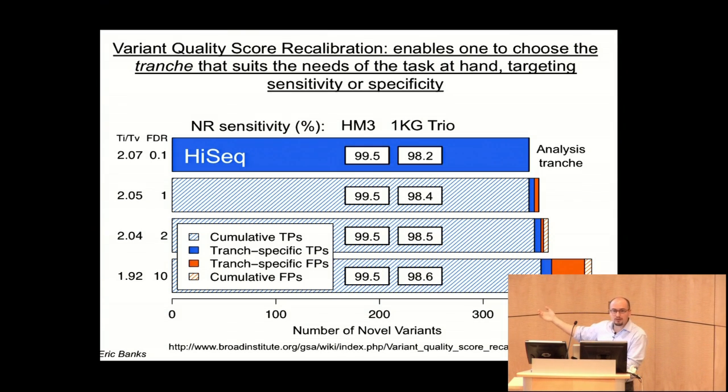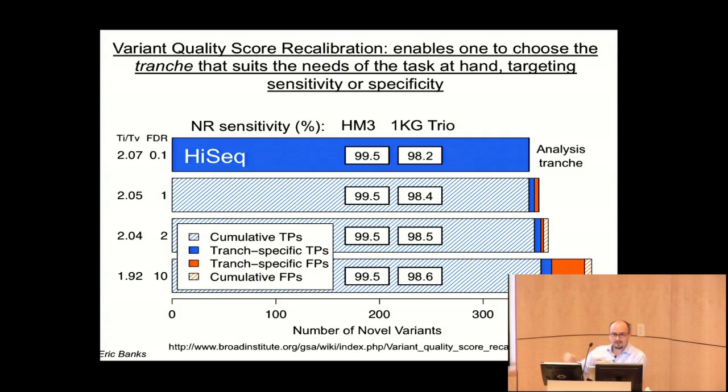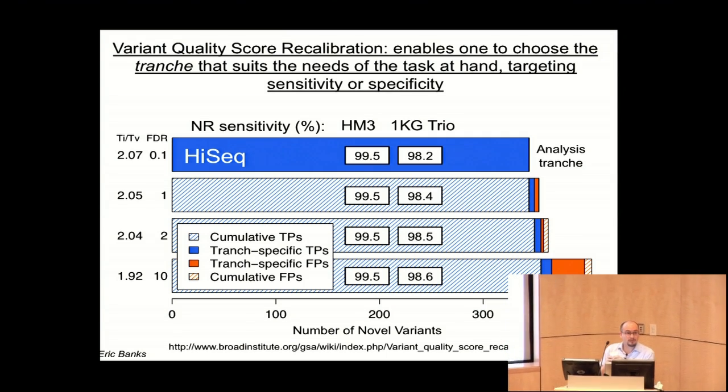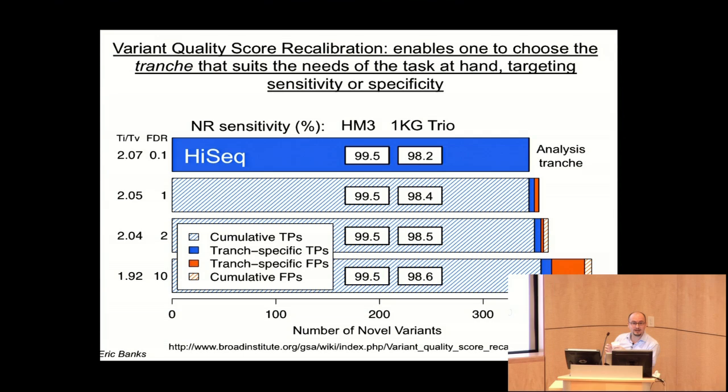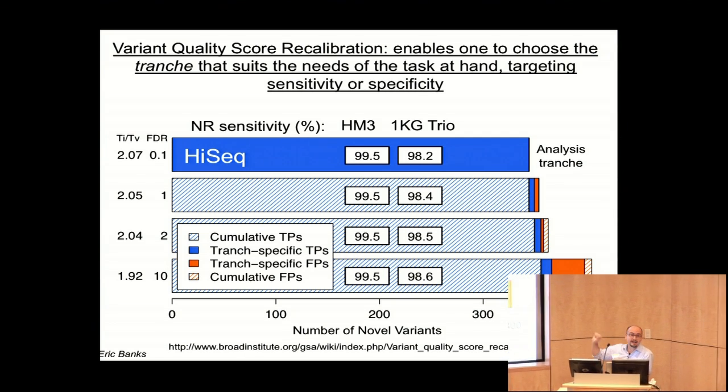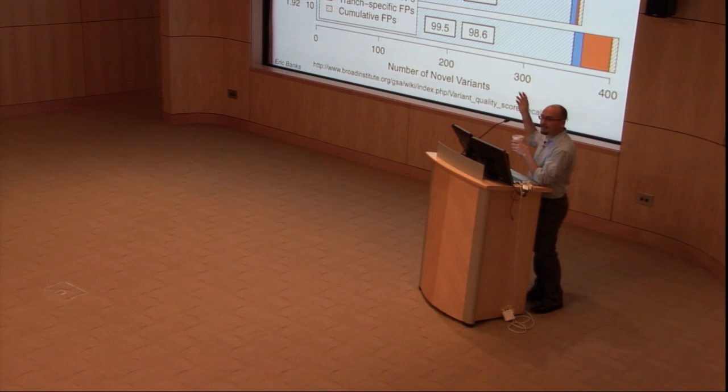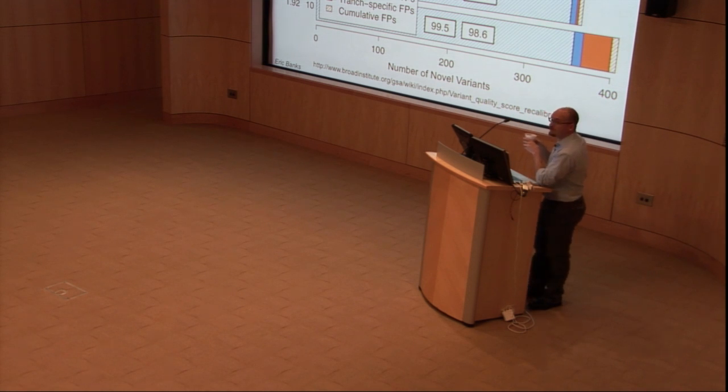So depending on what the goals of your project are, if you're looking for a Mendelian disease, you probably should be working with this 10% false discovery tranche because you don't want to miss anything, and there are not that many false positives to deal with. Versus if you're really looking for a gold standard data set for, I don't know, development of new genotype chips, and you want to make sure that absolutely everything you're looking at is real, you would take the highest quality tranche.